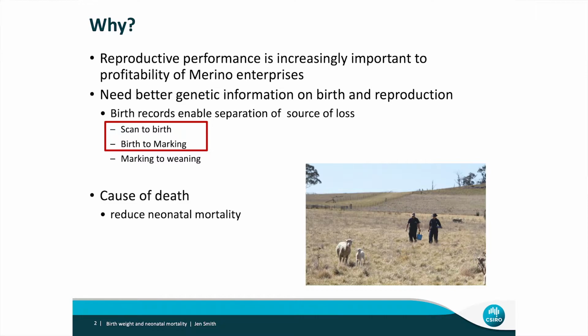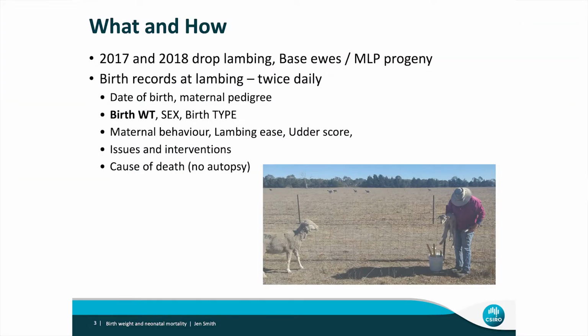So this work that we did was focused on collection of birth records, particularly in the base ewes, so when they were giving birth to the 17 and 18 drop progeny. And the reason that we were so keen to collect birth records is that it enables us to separate some of the sources of mortality, so when they actually occur. We're also interested in the cause of death in these lambs. So as I said, this is specifically about the 17 and 18 drop lambs that were born.